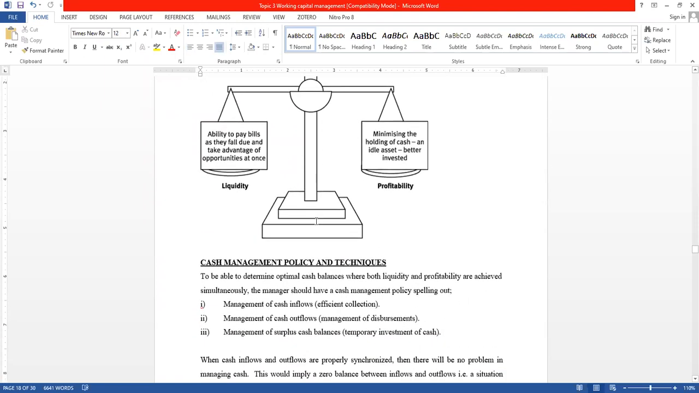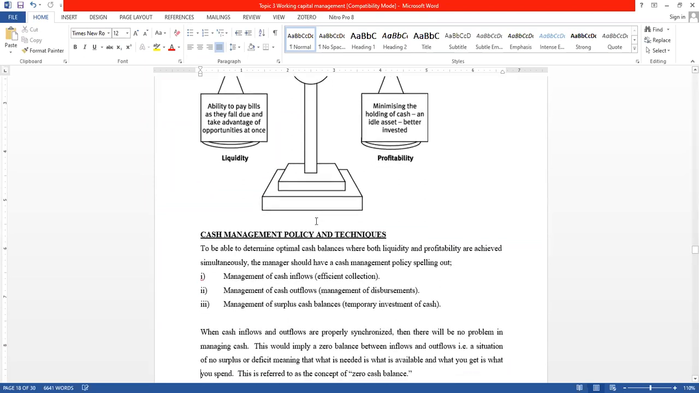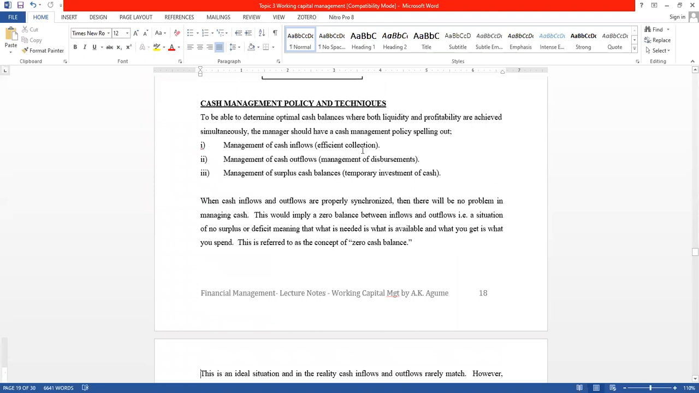Okay. Now, there are a number of cash management policies and techniques to be able to determine the optimal cash balances, where both liquidity and profitability are achieved simultaneously. A manager should have a cash management policy, which normally spells out, one, management of cash inflows, efficient collection, very key. Because if there is no efficiency in collection of your debts, then you will have challenges. Then also management of cash outflows. How do you manage disbursements? You find that some organizations, when the money is there, you spend it at once, and then in the end, you find that you are getting challenges in running your operations.